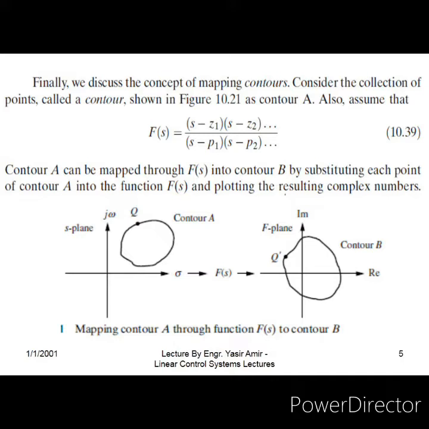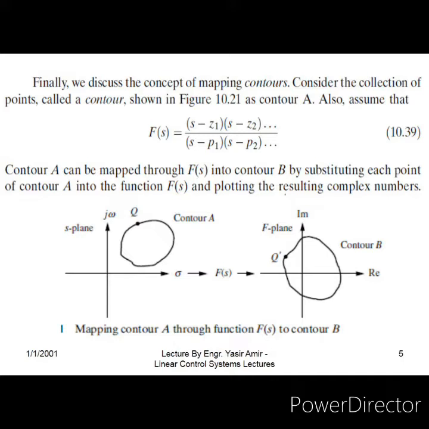What essentially we have done is that we have mapped that closed path from the s plane into the F of S plane. In the F of S plane we get another closed path, that is contour B. Now we are not going into the mathematical details and we are not proving this, but when we do this we get a contour B that encircles the origin.